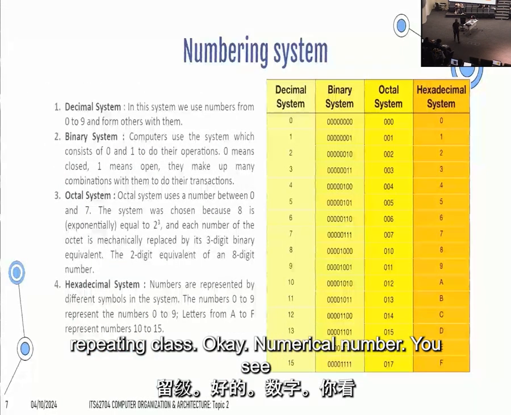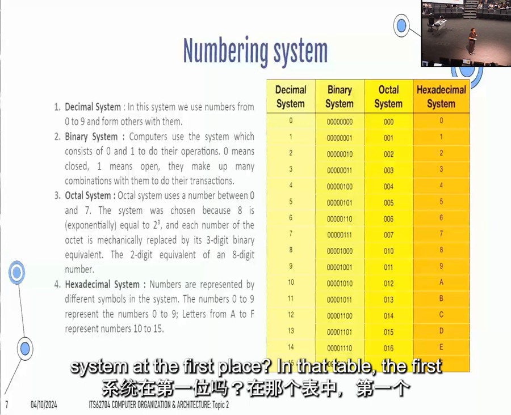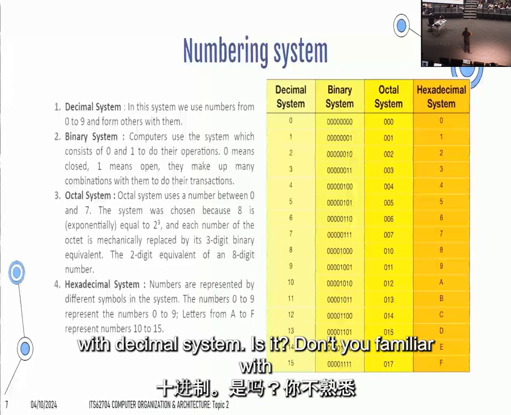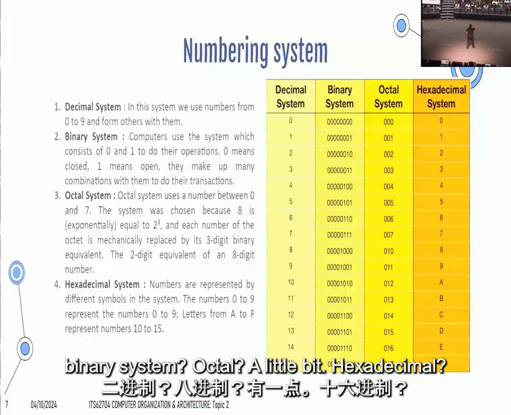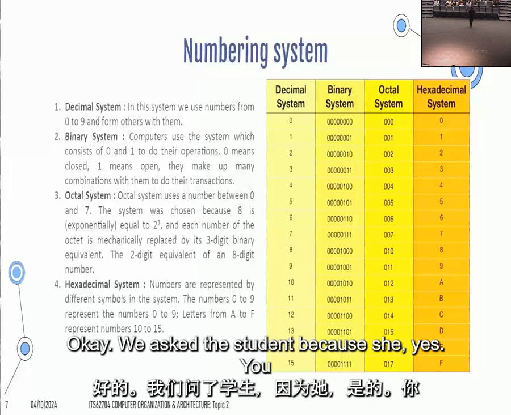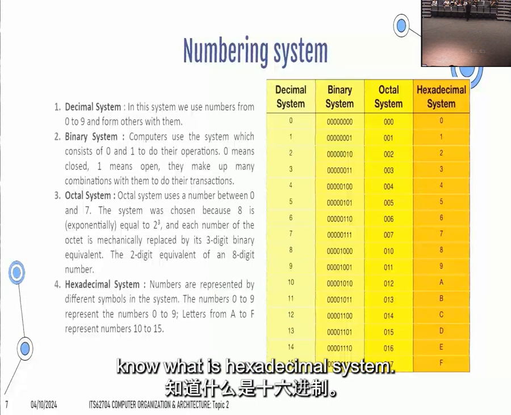Okay, numerical numbers. You see in that table, it has the decimal system. Why the decimal system in the first place? In that table, the first column. Why? Anybody know? I think you're familiar with the decimal system. Are you familiar with the binary system? Octal? A little bit. Hexadecimal? We asked the student. You said you understand the hexadecimal system? Okay, let me know what the hexadecimal system is.